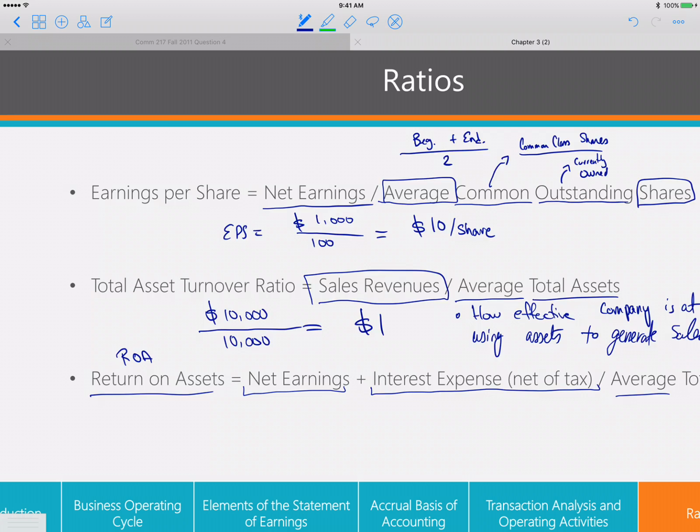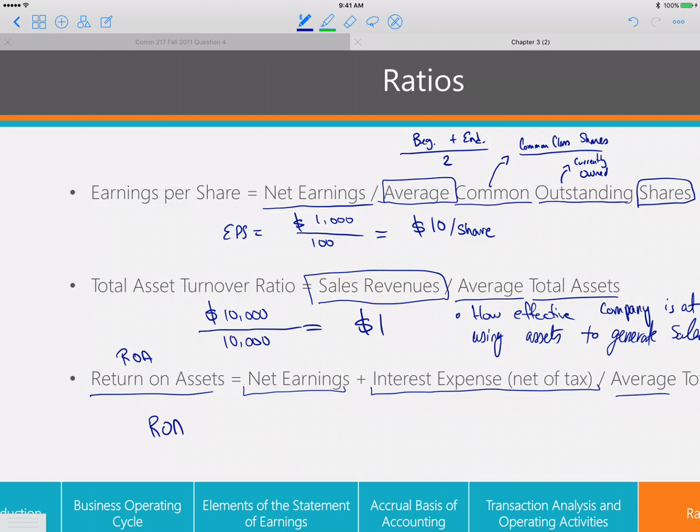So why do we care about interest expense net of tax? Well, interest expense or financing costs, yes, the company pays them, but they didn't necessarily have to pay them. So if the company did not have any financing costs, how much money did we actually generate?